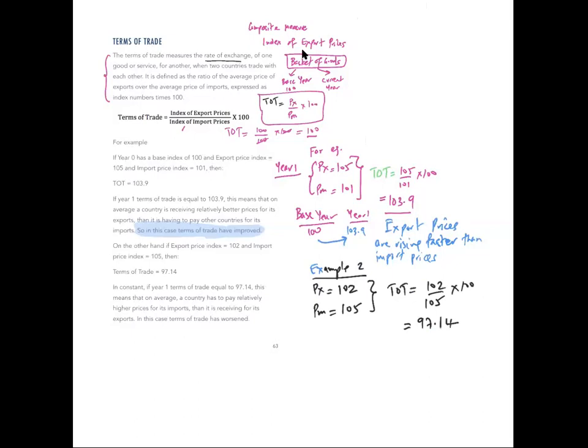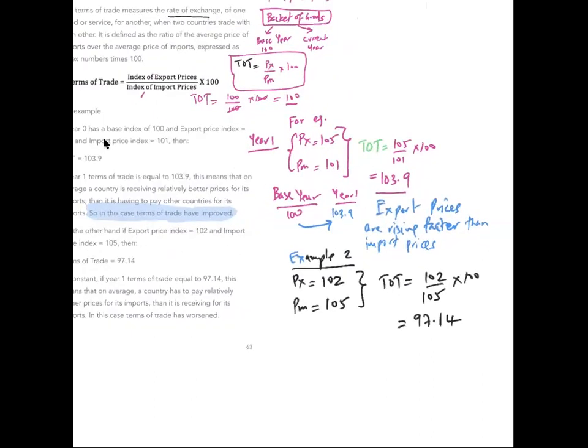So guys, let me go back to it again. What is happening here is just that your export prices were going up by 2%, import prices were going up by 5%. So 102 over 105 times 100, and I got myself 97.14. 97.14 means basically now my terms of trade have worsened. Why have they worsened? Because the value has gone below 100.